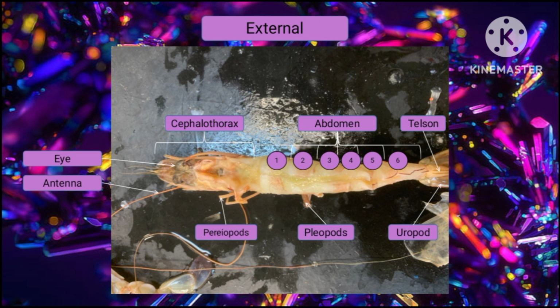Firstly, based on the picture in this slide, we can see the external of the shrimp, which has an eye, antenna, the pereopod, which is the walking leg of the shrimp at the front, and the pleopod, which is a swimming leg at the back, and the uropod and telson, which is the tail of the shrimp. The shrimp is divided into two parts, the cephalothorax and abdomen. The abdomen has 6 segments, and the cephalothorax is a combination of the head and the internal organs.